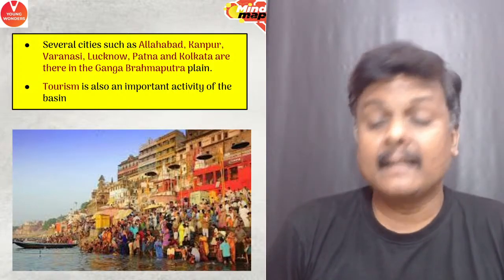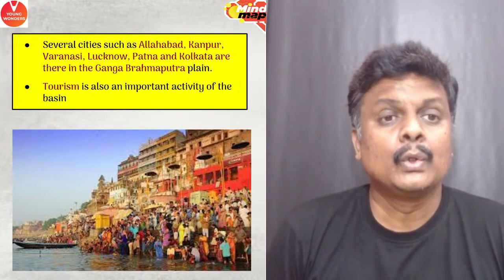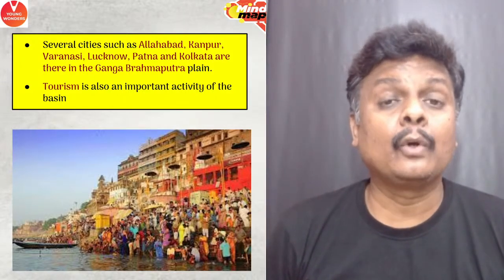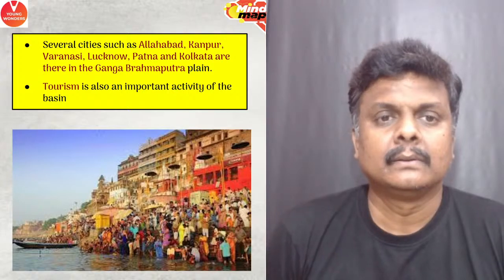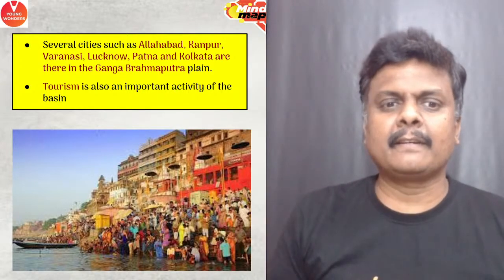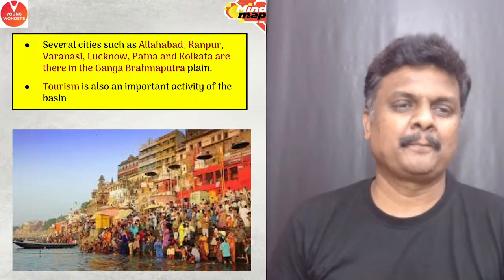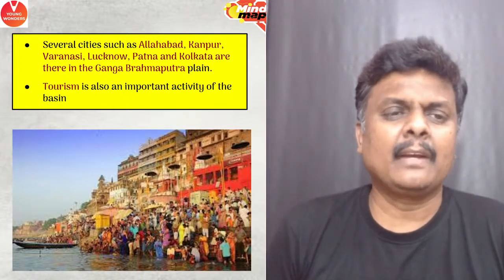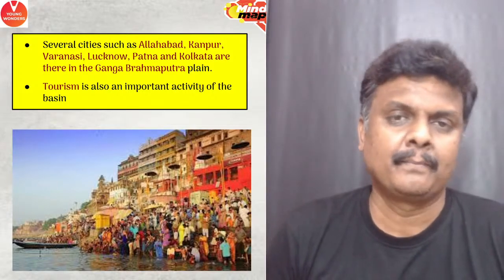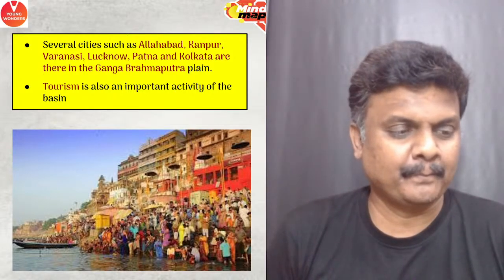So look at that, in the Ganga Brahmaputra plains, you have areas like Allahabad, Kanpur, Varanasi, Lucknow, Patna and Kolkata. So these cities are located there, and that is the reason these cities are so fertile and flourishing. And obviously, like Varanasi, tourism is also an important activity of this place in the basin.